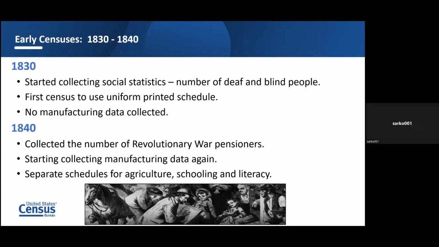In 1840, we started collecting manufacturing industry data again because we needed to know where our industry was going. This was the start of the Industrial Revolution. We also did a separate agricultural schedule and a schedule on schooling and literacy because this was the beginning of public schools being put together. They wanted to know where people were and what the level of their understanding was.